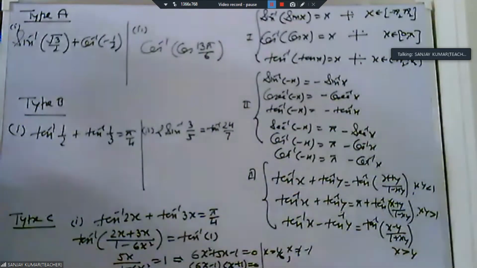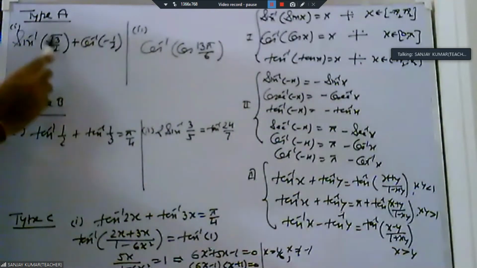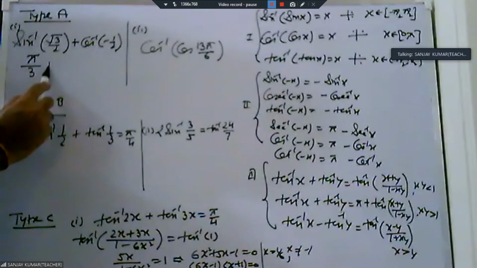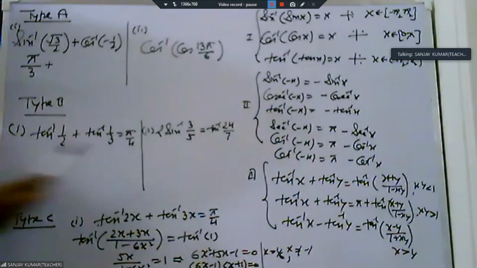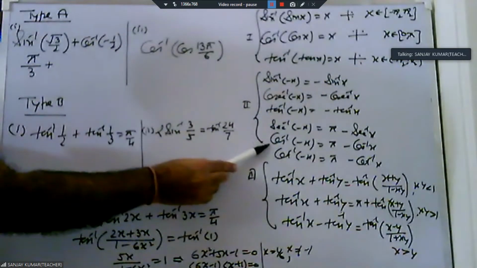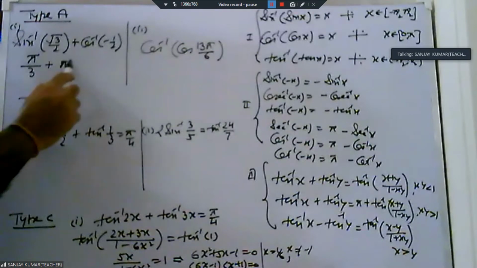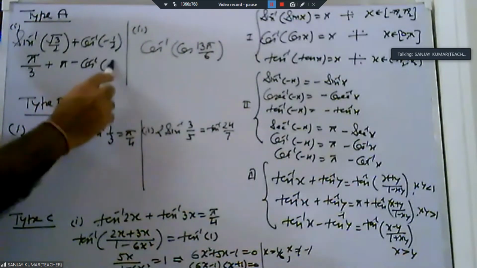Type A, this is sine inverse root 3 by 2. We do not have a minus sign here, so you can write the answer directly, that is 60 degree. 60 degree means pi by 3, plus cos inverse minus half. Therefore, we have a minus sign where we use this formula. That formula is pi minus cos inverse x. So this is pi minus cos inverse of half.